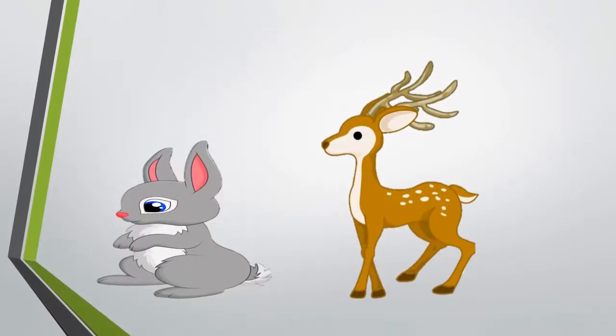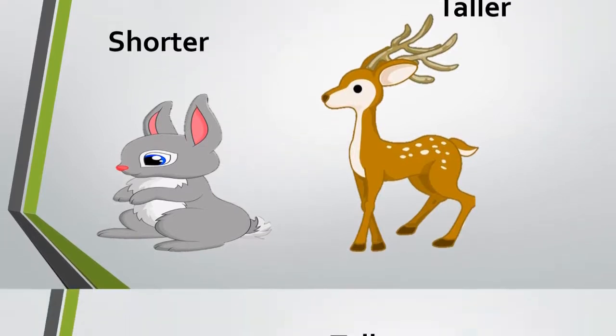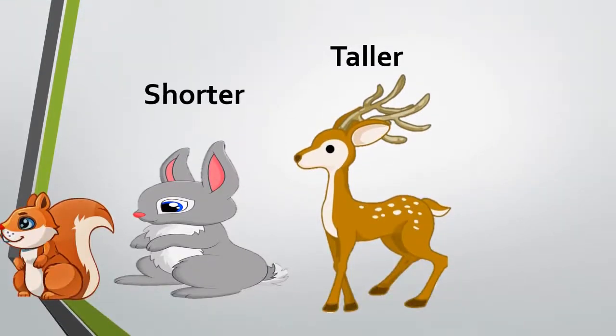Now student, if we compare the height of these two animals, deer and rabbit, who is taller and shorter? Yes, the rabbit is shorter and the deer is taller. It means the rabbit is shorter than deer, or we can say that deer is taller than rabbit. Is there any animal shorter than this? Yes, squirrel. If we compare the height of squirrel, squirrel is shorter than rabbit.